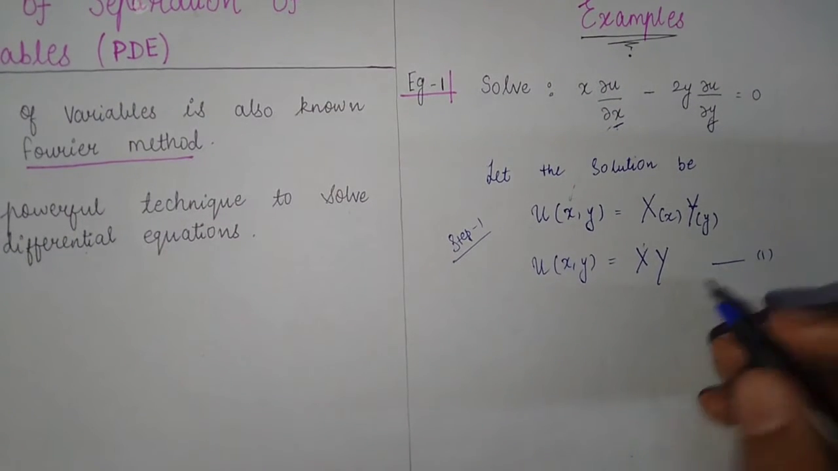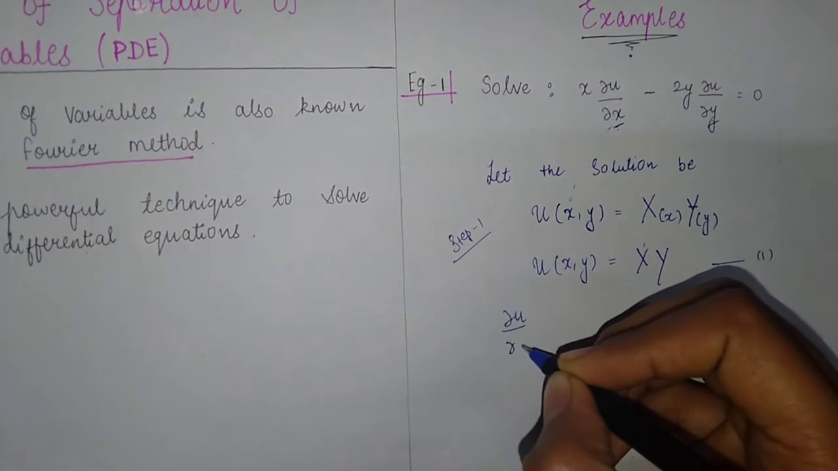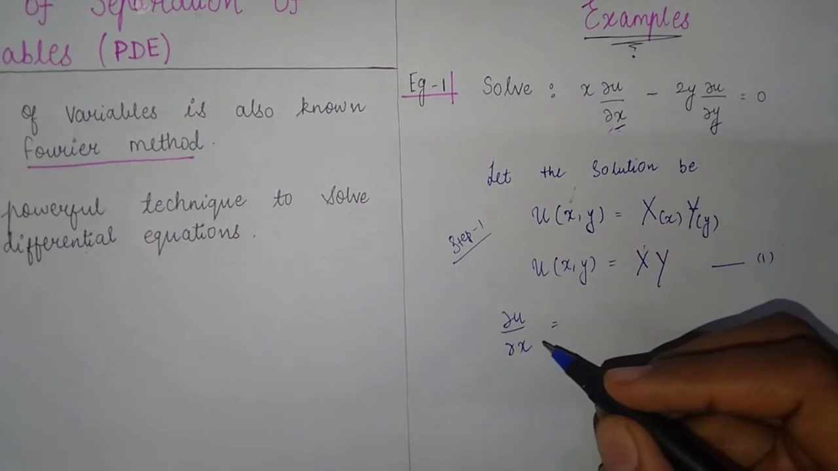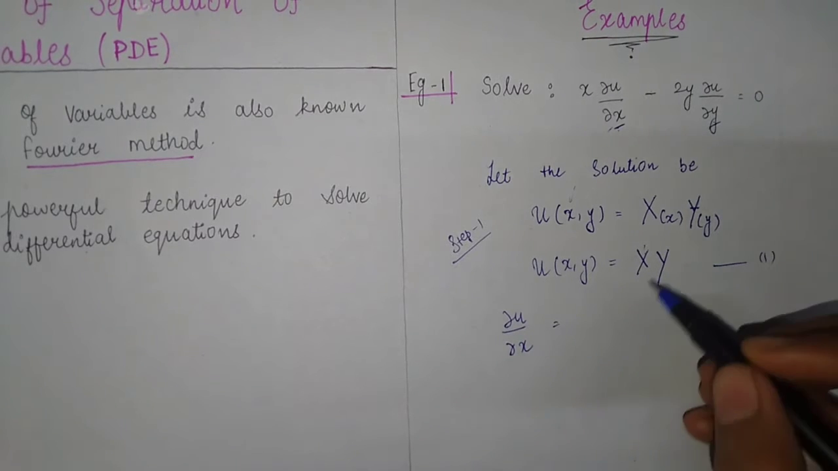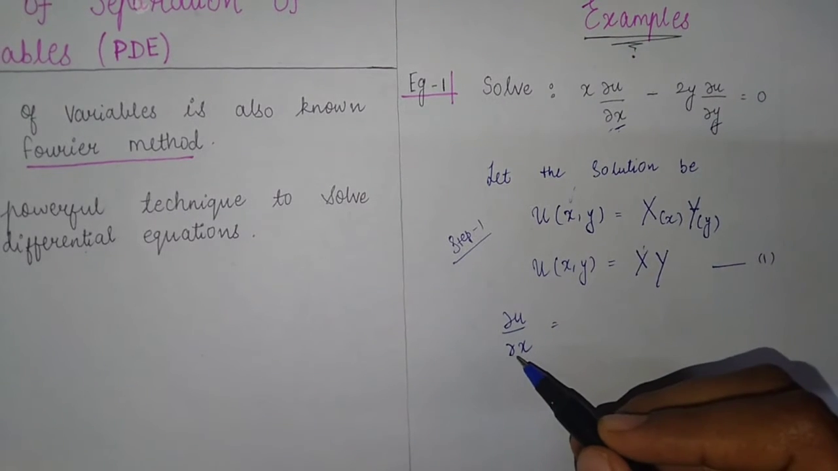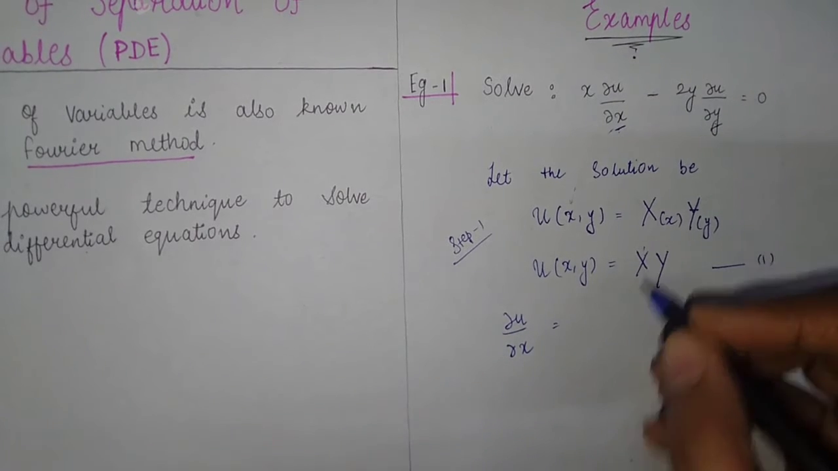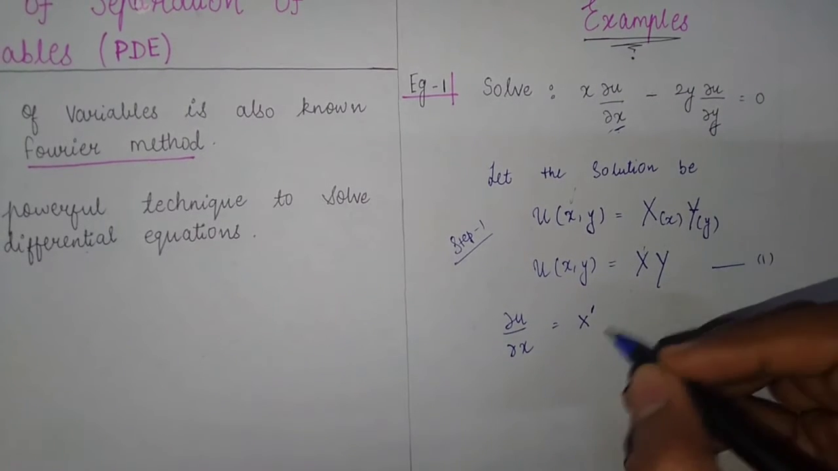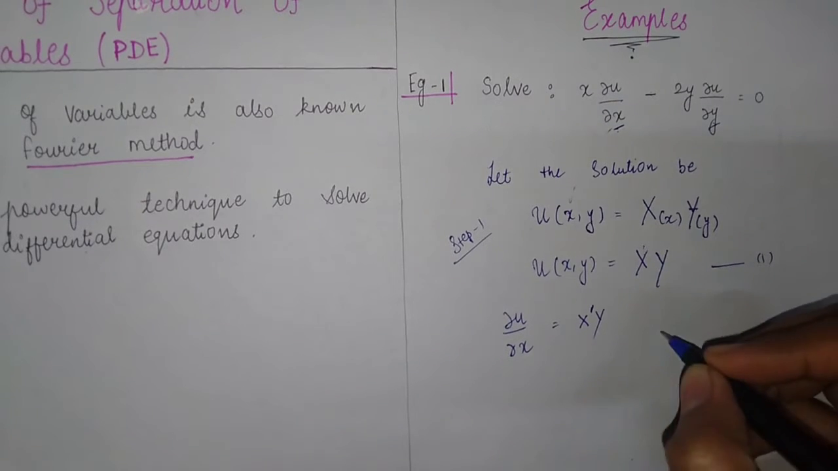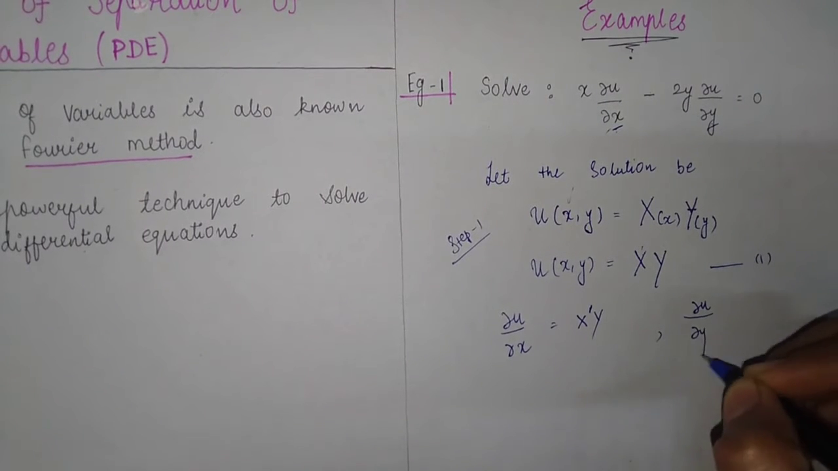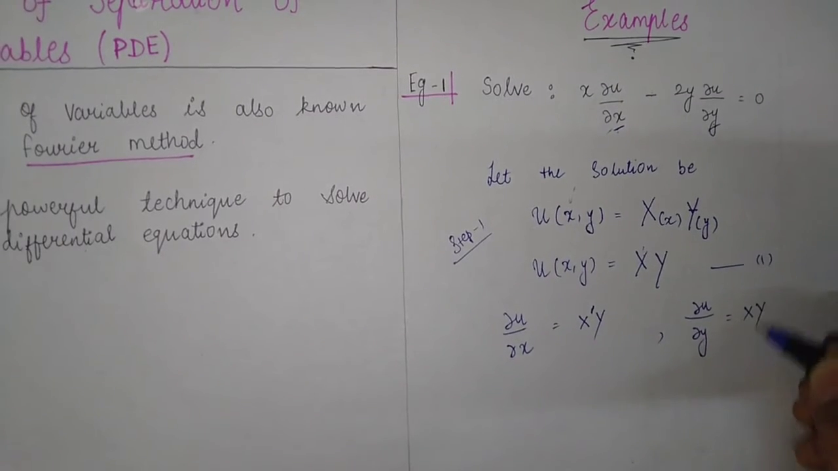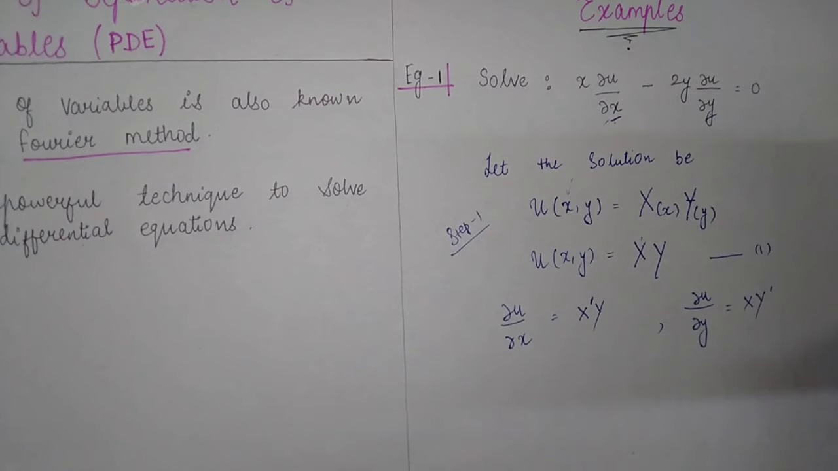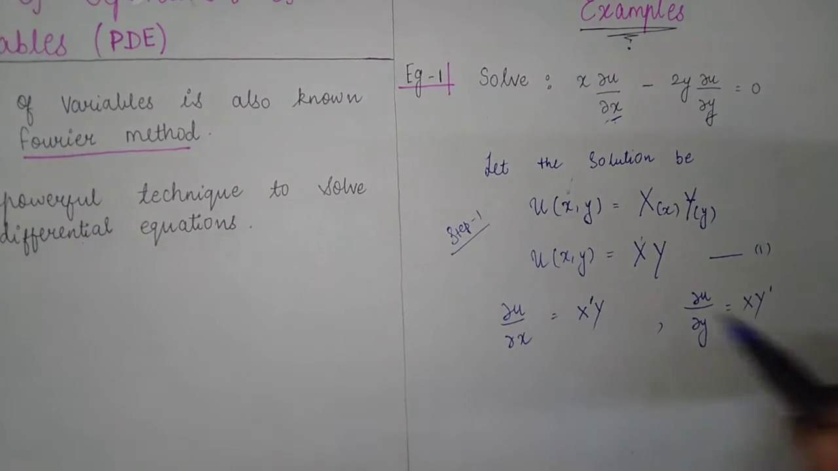Now we will do del u by del x, the partial differentiation with respect to x. If we do the partial differentiation of this with respect to x, what happens? X becomes X dash, and Y will remain as it is. Similarly, if we do del u by del y, then the X term will remain as it is and the differentiation of Y will be Y dash. Now we will substitute both these values in the given equation.